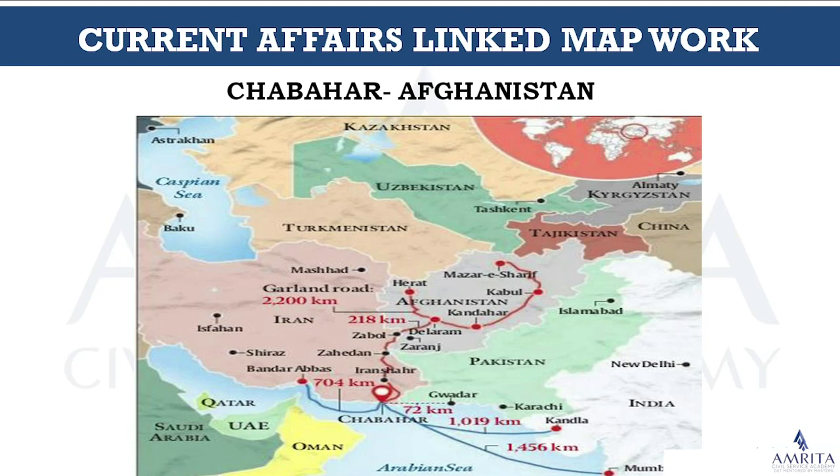Garland Highway in Afghanistan, that is, the places here, it is marking here Mazar-i-Sharif, Kabul, Kandahar, Herat. There is a Garland like connectivity there. That is a highway connecting from Mazar-i-Sharif to Herat. So the transportation connectivity from Chabahar port is linked to this Garland highway. So this Chabahar port is very much useful for Afghanistan economy.